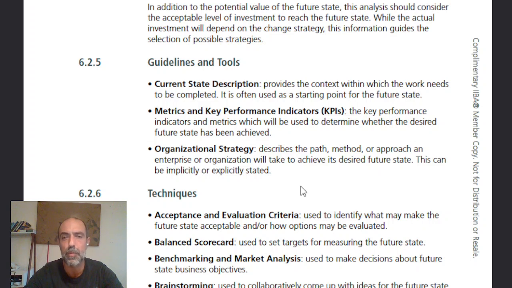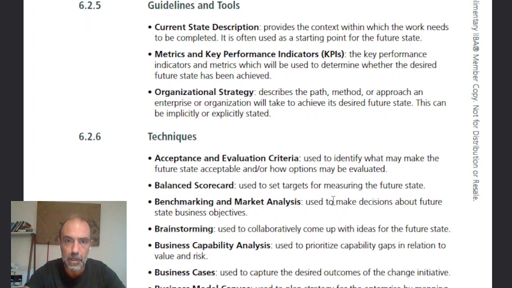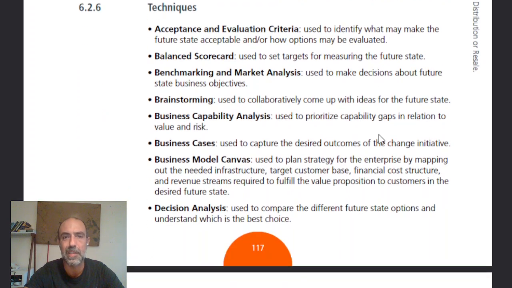Current state description provides the context within which the work needs to be completed. It is often used as a starting point for the guidelines and tools: current state description, metrics and key performance indicators, KPIs. That's what we use to actually measure our progress, right? An organizational strategy is basically the path, method, and approach to enterprises. Amazing. What are the techniques?